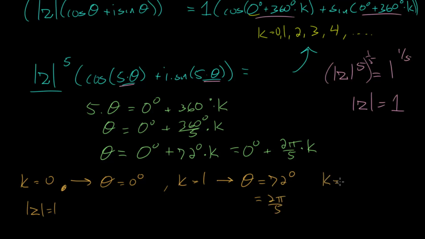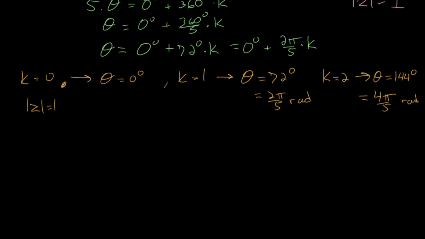We have when k is equal to 2. Now we do 72 twice, and again, plus 0. And that would be 144 degrees. And if we want this in radians, it would be 4 pi over 5 radians. Now we need the other cases. We'll do k is equal to 3, meaning we're adding 72 3 times. So theta would be 216 degrees, or 6 pi over 5 radians.